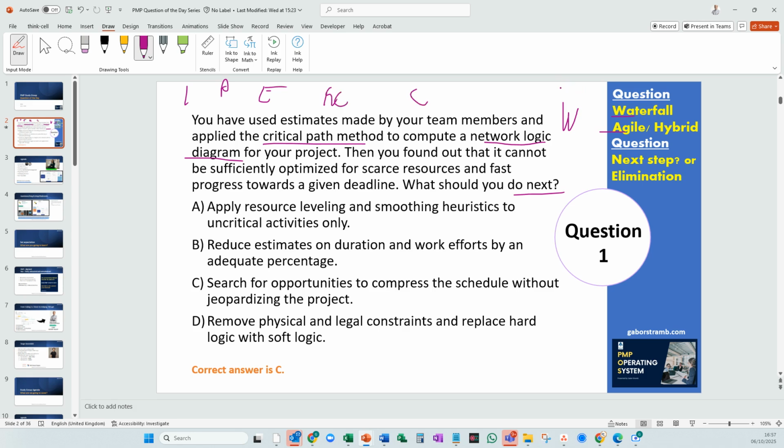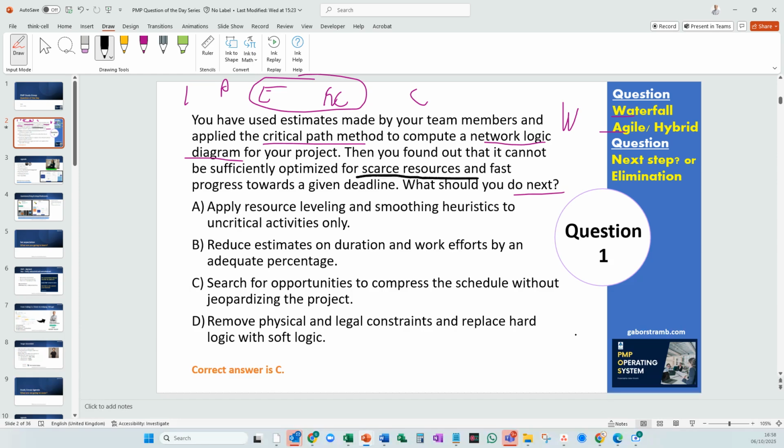If you look into the details, we are more or less somewhere between execution and monitoring, controlling. Why am I saying that? Because you used the estimates, and then you find out that it cannot be sufficiently optimized. So what does this mean? In the past we most likely had a plan, and now you find out that it cannot be sufficiently optimized for a scarce resource and fast progress towards the deadline. So what does this mean? We eventually understood that we're going to have the right resources at the right time, but at the end of the day, we have this scarce resource idea.